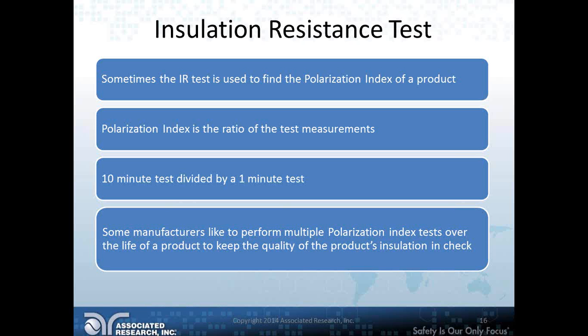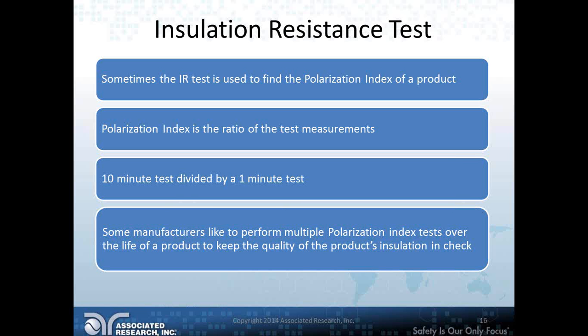And in order to find the polarization index of a product, the 10-minute test result is divided by the 1-minute test result. This resulting ratio of the test results is what is known as the polarization index.